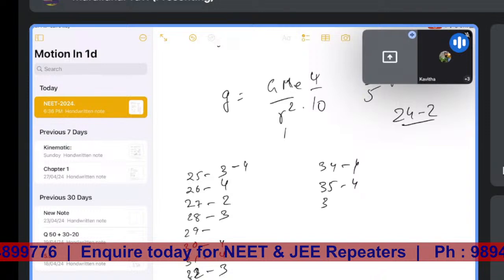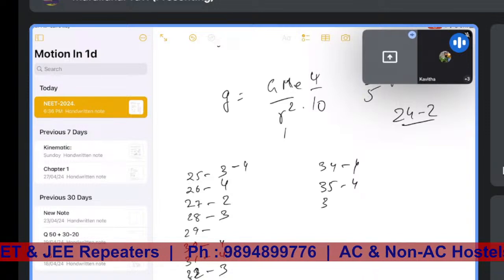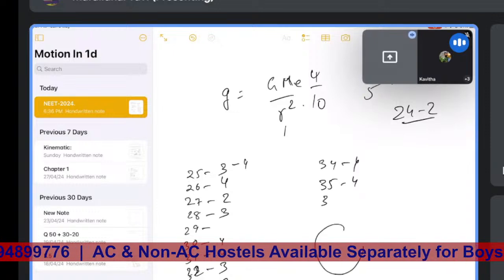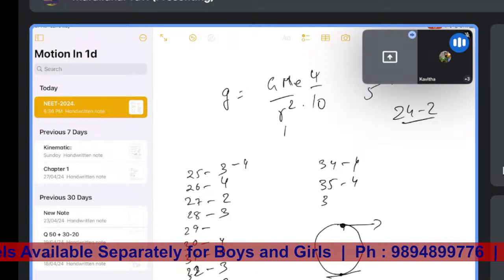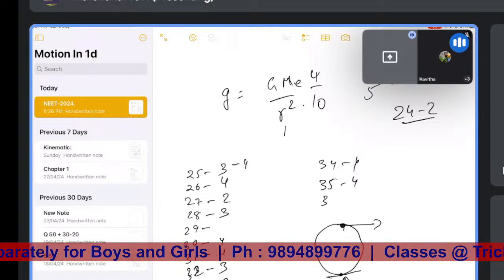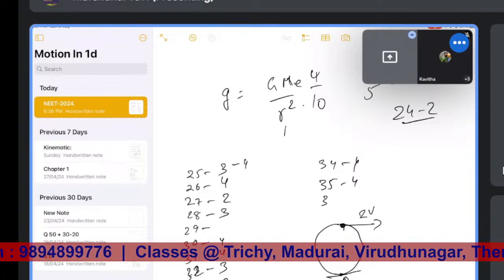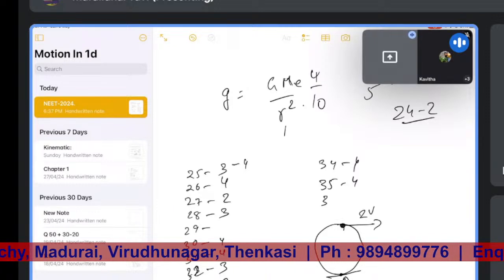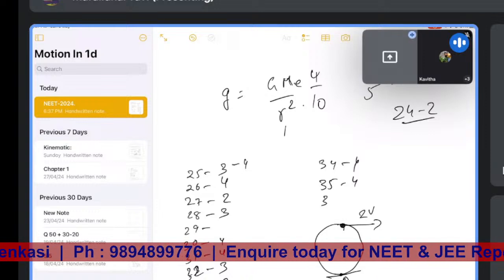Question number 26, they have given you 2 points P and Q on a wheel, and they are asking what will be the relationship between the velocities. Obviously, the upper portion of the wheel will be traveling much faster than the lower portion. In fact, the lower portion has a velocity 0, the upper portion has a velocity 2v. So point P moves faster than point Q. For 26, we can easily put option number 4 as the right one.